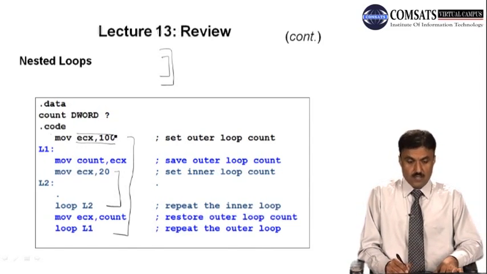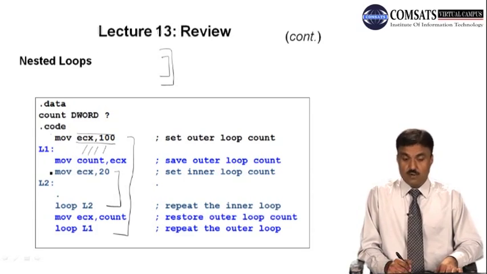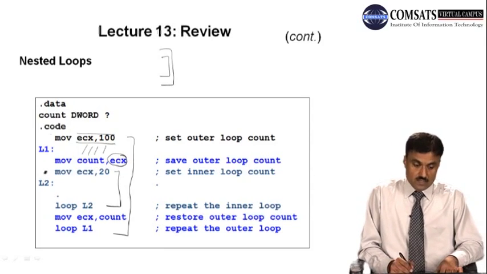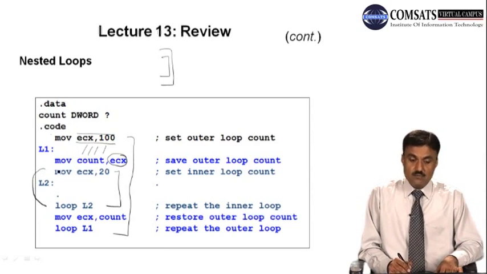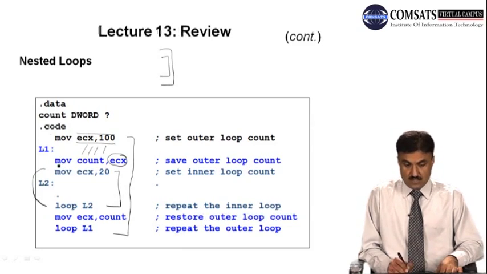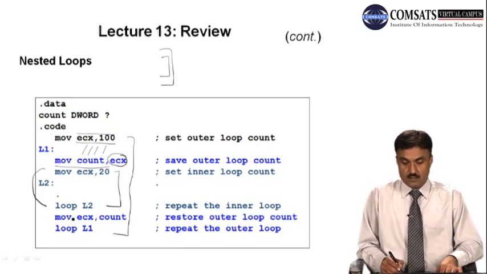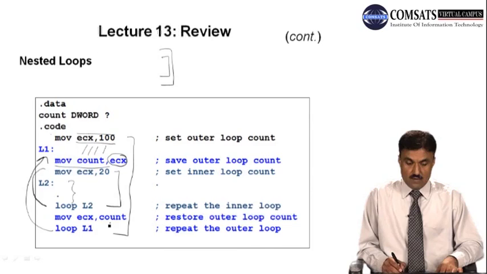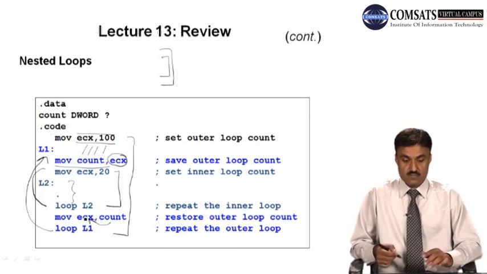ECX. For example, here ECX is 100, and we do some calculation, and before starting the inner loop, what we have to do is save the current value of ECX, so that when this loop completes its execution, we can continue from where we left off inside the outer loop. So we first save ECX, the value of this counter, and then we start with the new counter value. When this counter is over, we perform the outer loop again. So before going to perform the outer loop, again we have to get the value which we have saved.